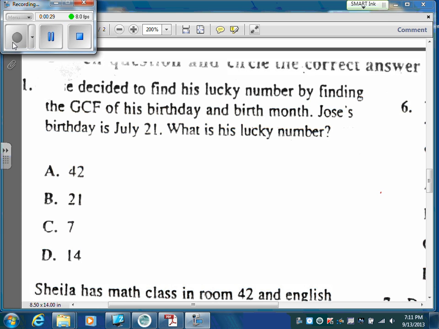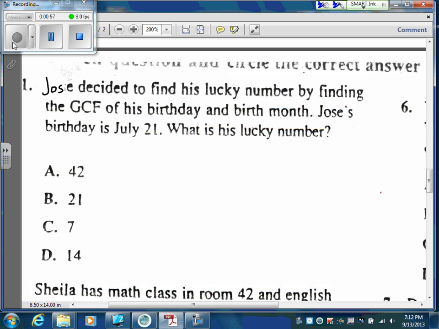So let's look at number one. Pause the video, try it on your own, and then come back and check it with my work. Okay, so you should have paused the video, read the problem. Jose decided to find his lucky number by finding the GCF of his birthday and birth month. Jose's birthday is July 21st.